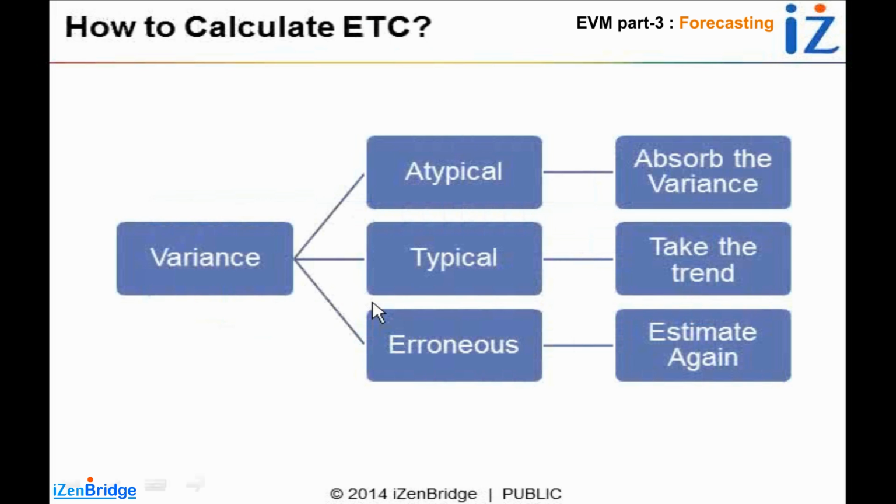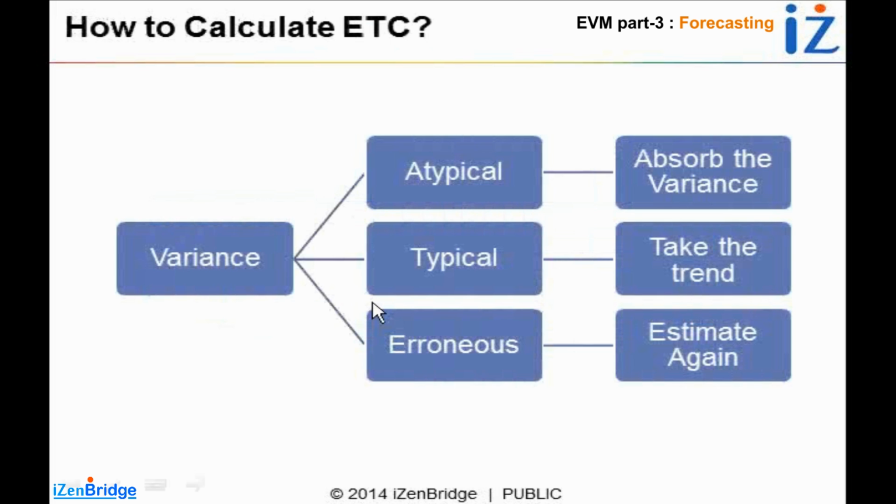First scenario is called atypical scenario. It means whatever variances you have observed till the end of third month were a specific case. They are not going to repeat again and again. So just absorb them. If you have spent $200 extra, say that I will need $200 more in my project, because this is something I have already overspent and I don't think that I can recover it. I don't think I can save money in the remaining duration.